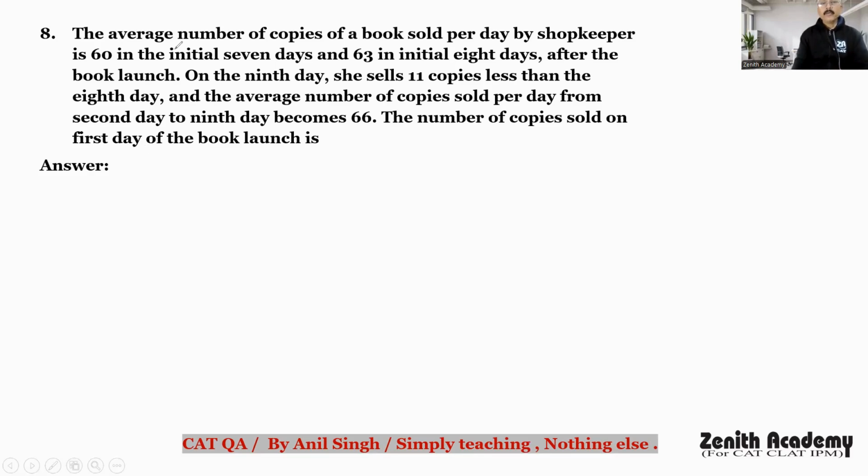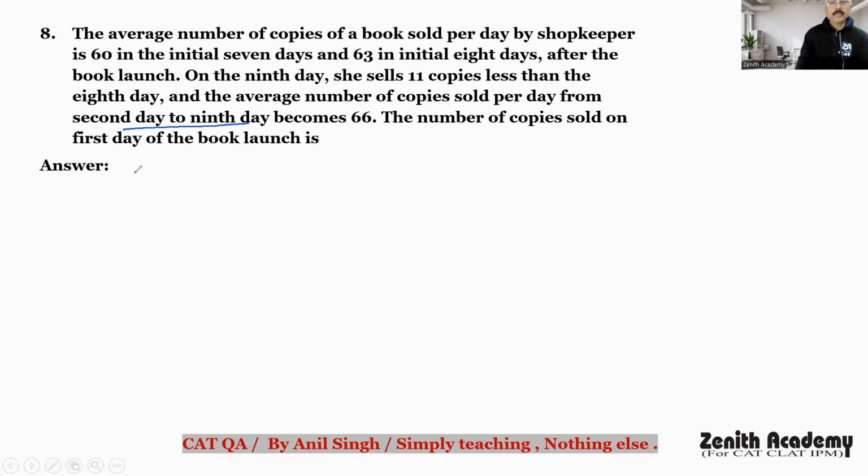Next question is: the average number of copies of a book sold per day by a shopkeeper is 60 in the initial 7 days and 63 in the initial 8 days after the book launch. On the ninth day, he sells 11 copies less than the eighth day, and the average number of copies sold per day from the second day to the ninth day becomes 66. The number of copies sold on the first day of the book launch.